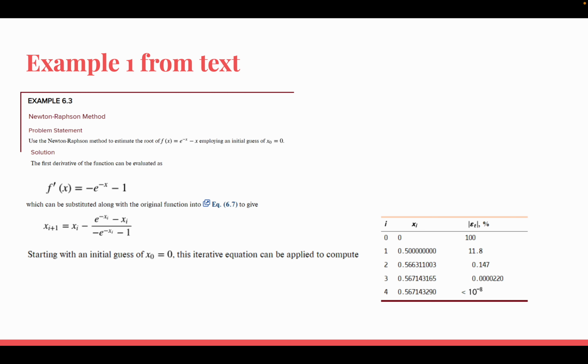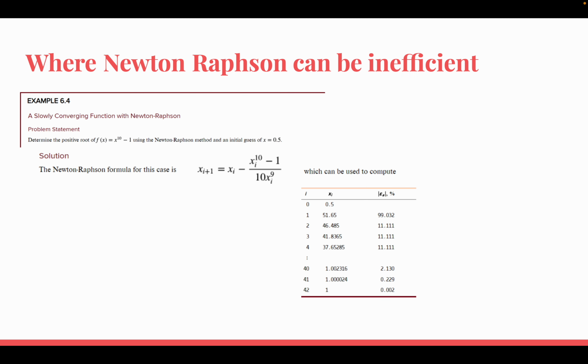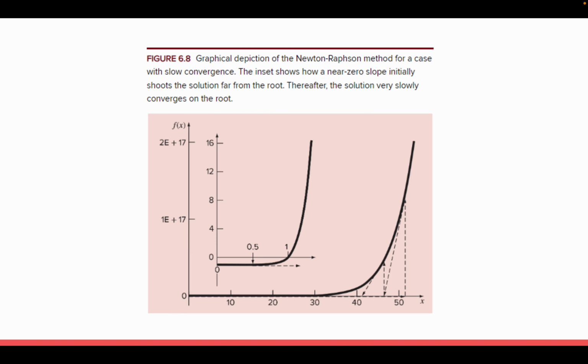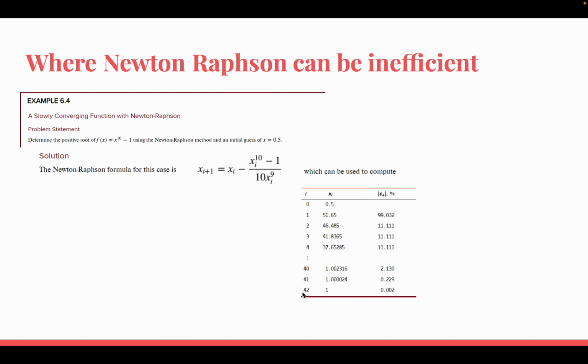with minimal error. In contrast, when dealing with the function x to the 10th minus 1, the Newton Raphson method struggles. Convergence is slower, taking 40 iterations to reach an acceptable percent error. The graph illustrates that our initial guess of 40 was far from the x-intercept. It goes right past our x-intercept to 50. So it takes about 42 iterations to get there. Not very efficient in this case.